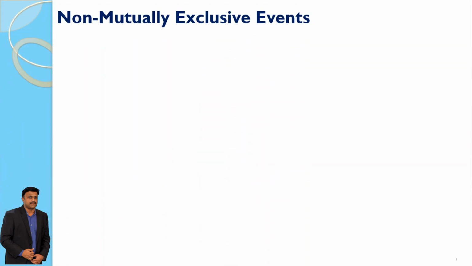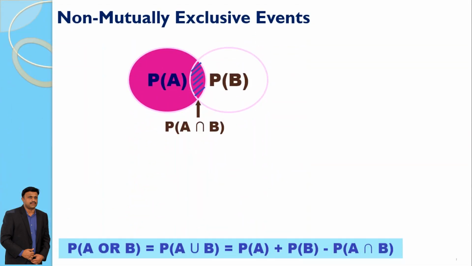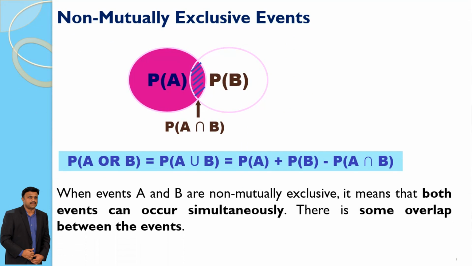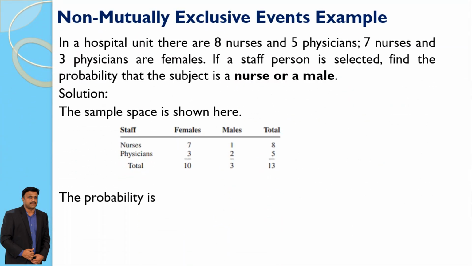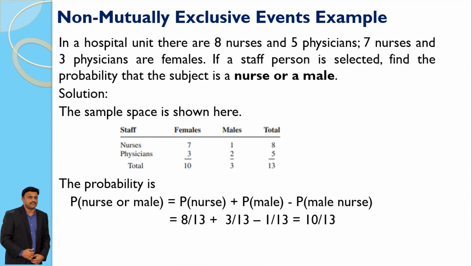When events A and B are non-mutually exclusive, it means that both events can occur simultaneously. There is some overlap between the events. In a hospital unit, there are 8 nurses and 5 physicians. 7 nurses and 3 physicians are females. If a staff person is selected, the probability that the subject is a nurse or a male is calculated by adding the probabilities of each event and subtracting the overlap.